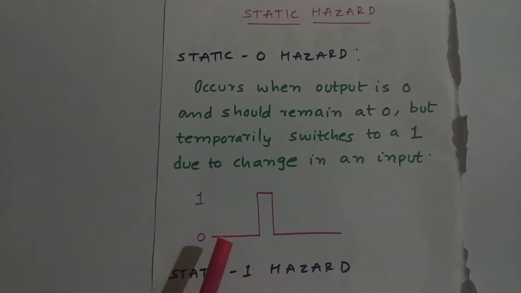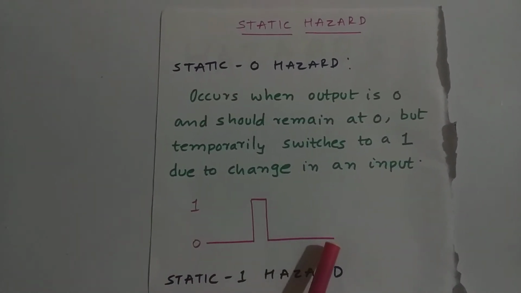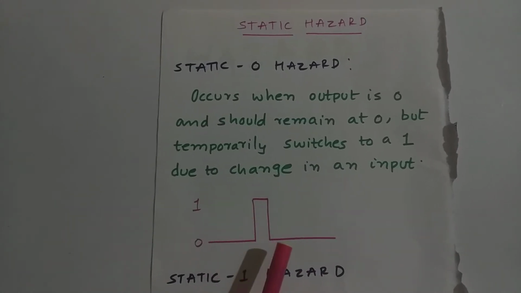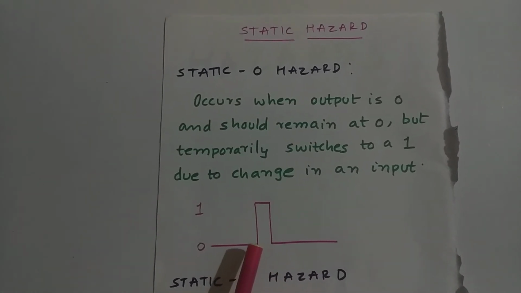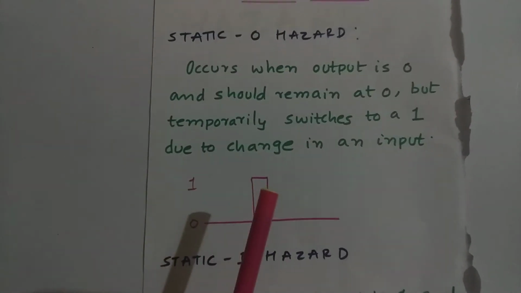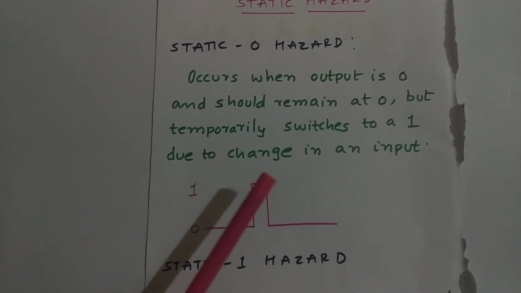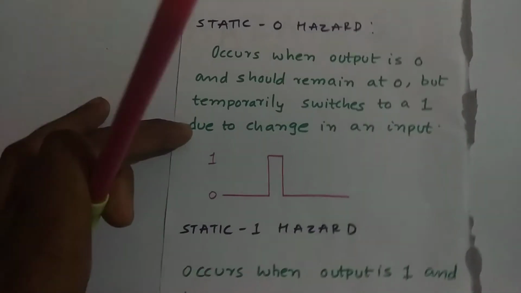As you can see, this is the output. The output should be 0 all the time, but due to the change in the input and the propagation delay, we temporarily get a 1, which is not required. So this is a static hazard. This is a hazard. This is a glitch. We do not require glitches. So let's go to static 1 hazard.